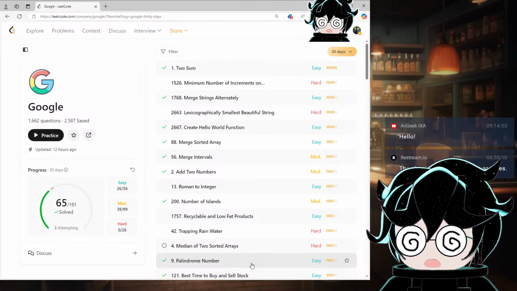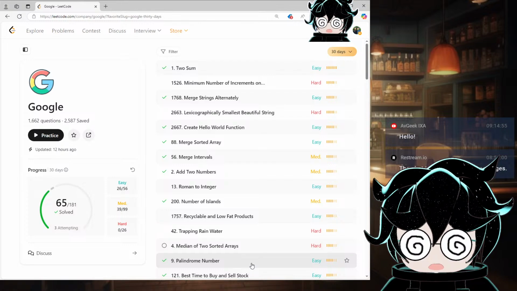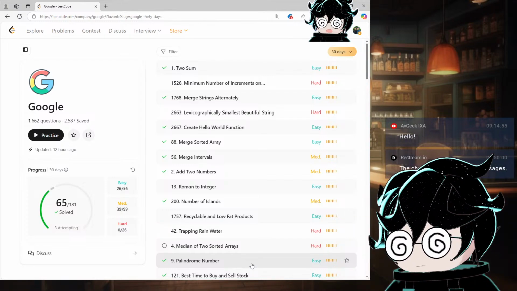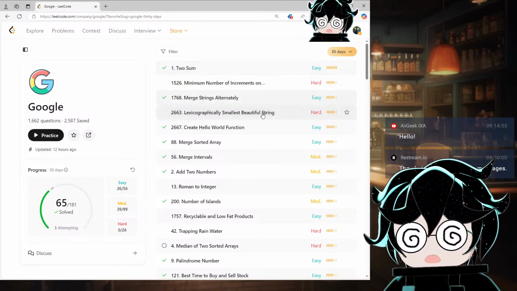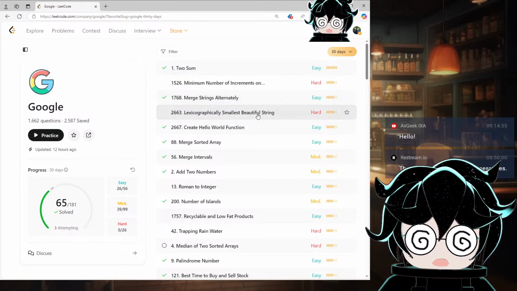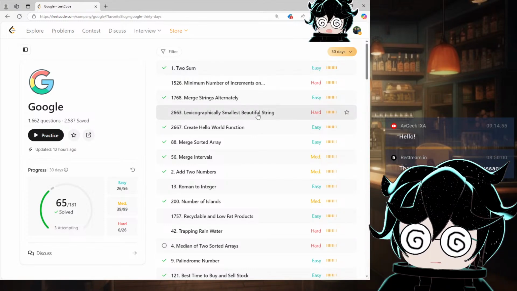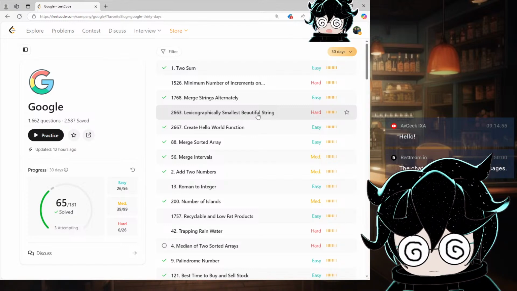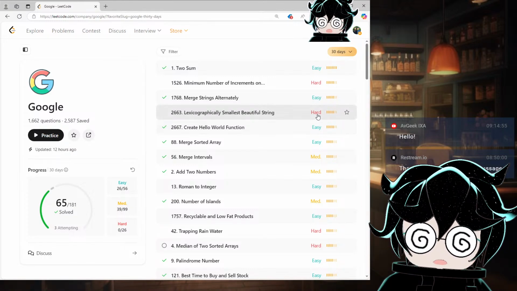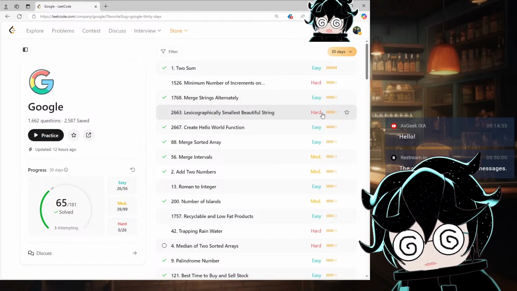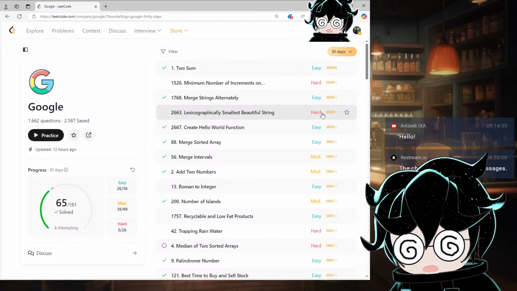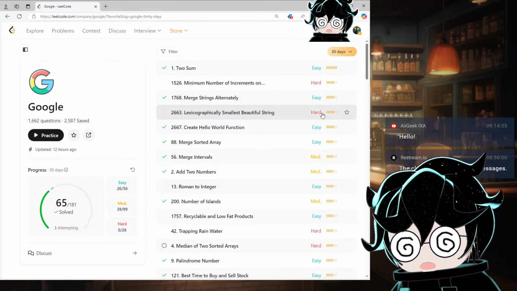Today, we're back doing Google interview questions. Last time we did lexicographically smallest beautiful string, which was kind of difficult. It is indeed a hard problem. I remember it was like a while loop with 3 different if statements, and it controlled different phases of the loop.